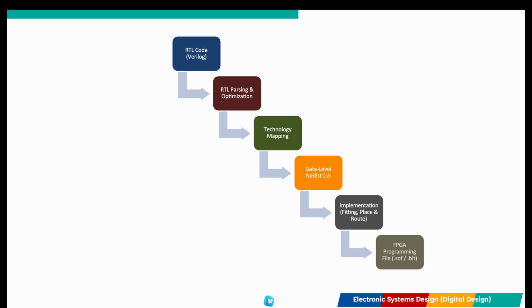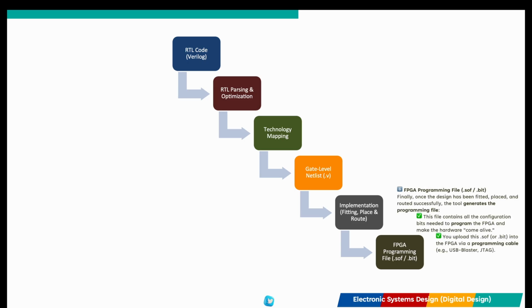Moving on is the programming file stage. The programming file, usually a .sof for Intel or a .bit for Xilinx. This isn't code, it's a binary image of how every switch and connection on the FPGA should be set. When you flash this file onto your board, the FPGA physically reconfigures itself. Your Verilog code has finally become a living, breathing hardware circuit.